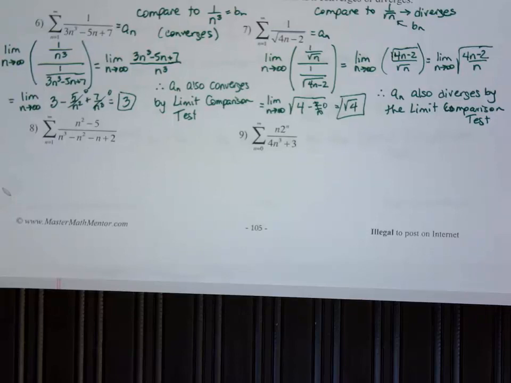Even though we use limits in both? Actually we didn't do a limit in the direct comparison. This whole page is limit comparison. Go back to the previous page, that's direct. Okay?